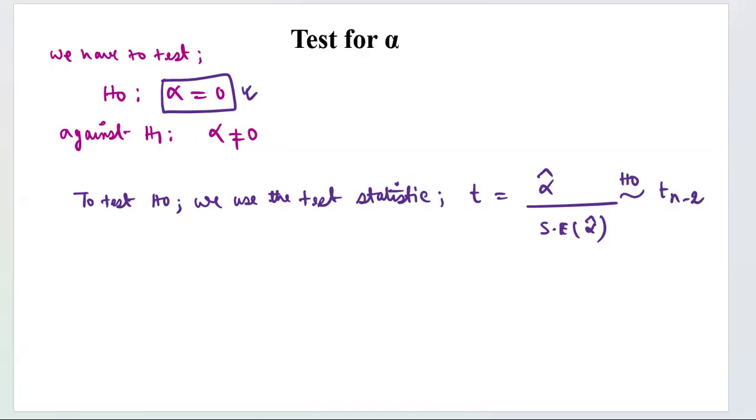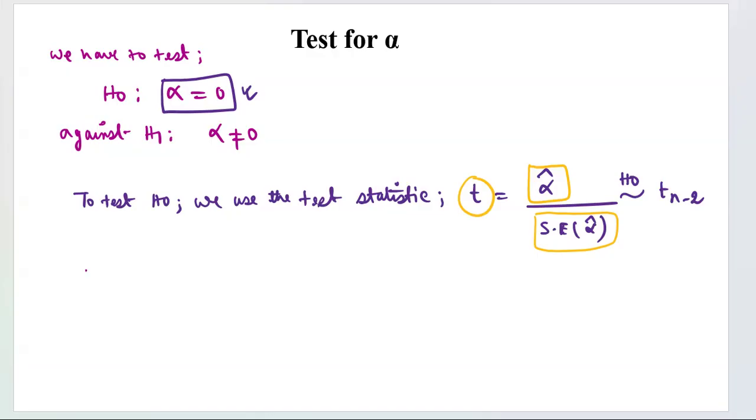So you have to compute this particular thing. First compute alpha cap, and then compute the estimated value of the standard error of alpha cap separately, and then if you divide these, you will get the computed value of T. So let us do that.